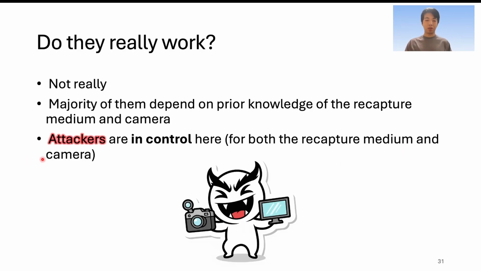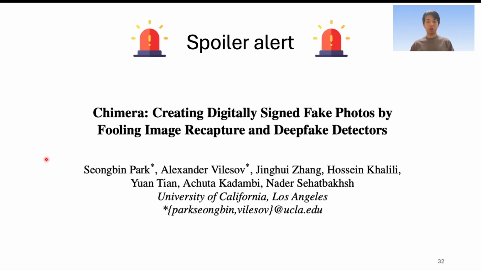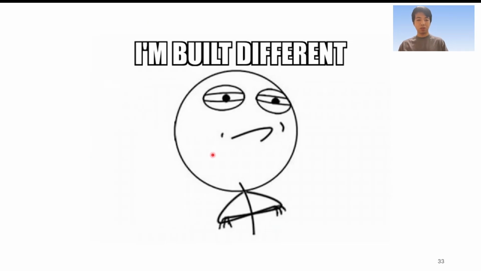and the camera. I won't get into too much detail of how the attackers can do this, but some fellow researchers have already published a paper at the same conference as ours, USENIX Security 2025. And they clearly show how attackers can bypass those image recapture detections.